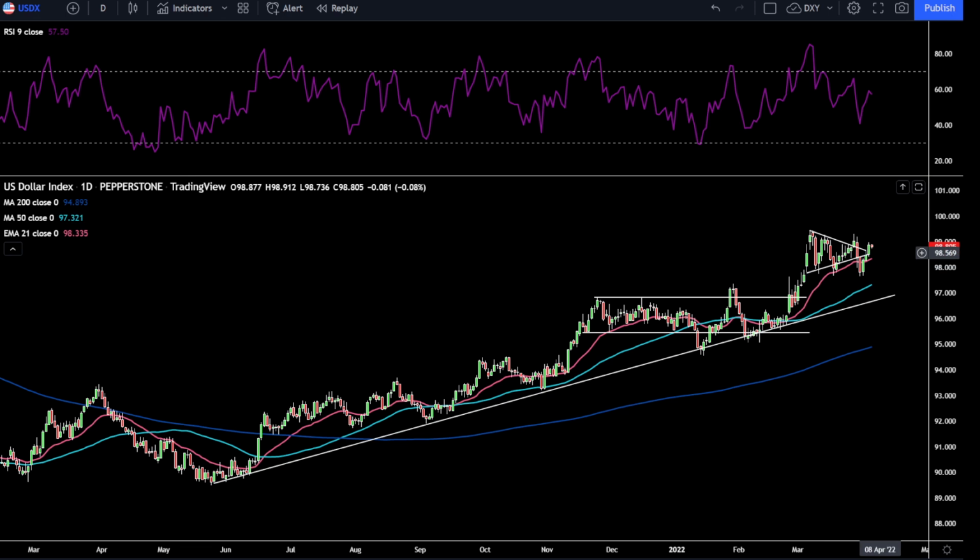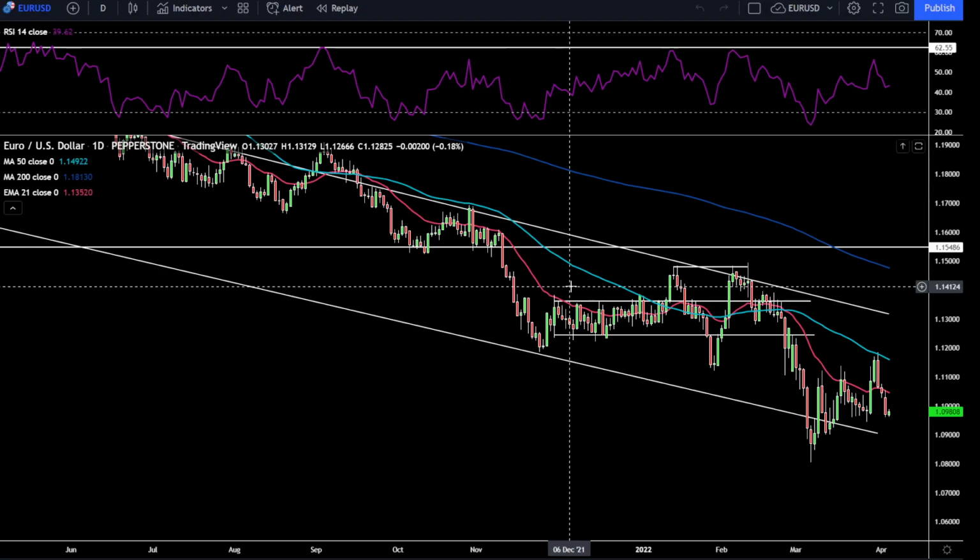So targets-wise, I'd be looking for a breach above that 99 and then to take out those highs there at around 99.3, and then that high there at 99.5 to go into 100. If we do fall below this level here at around 97.6, 97.5, look for the 50-day simple moving average to provide some support. If it drops below then, the bulls should start to sweat.